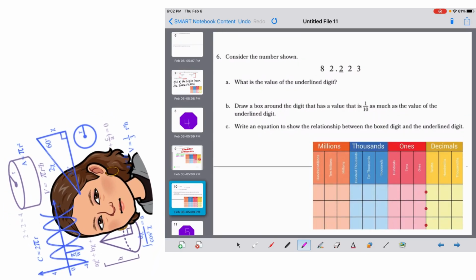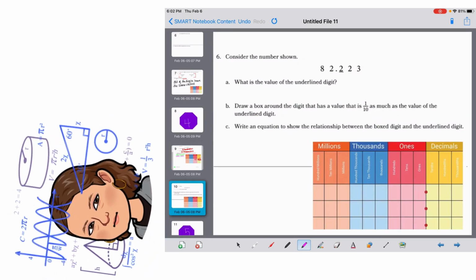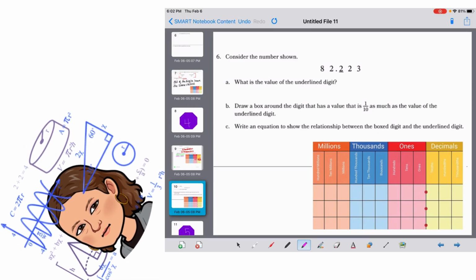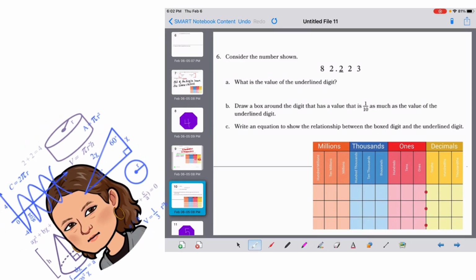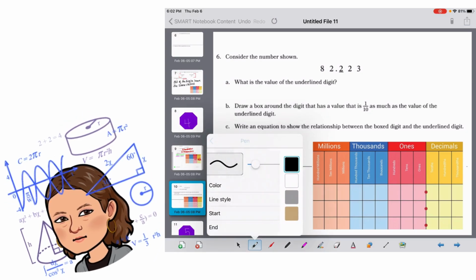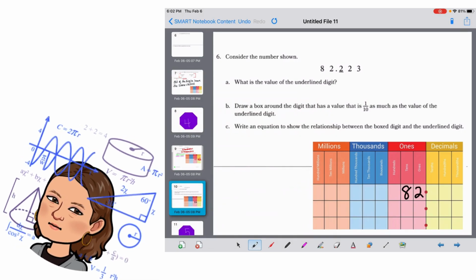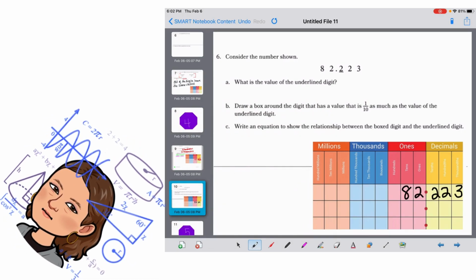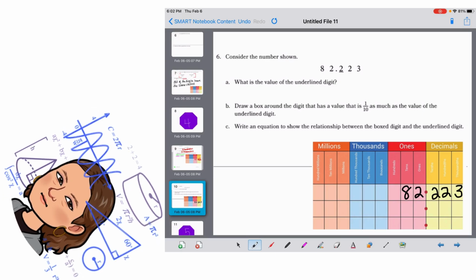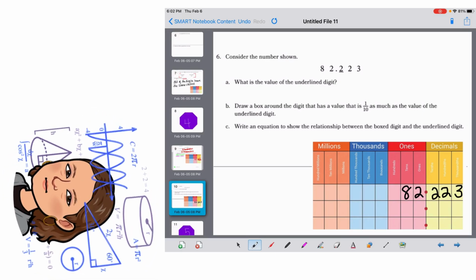Okay, move to number 6. We have a number again. I'm going to go ahead and write that down on my place value chart, just because it helps me. If you don't have a place value chart, you can always just draw one. What is the value of the underlined digit?